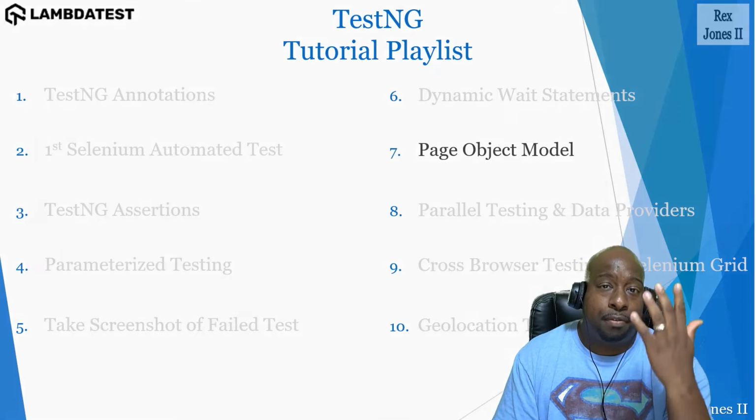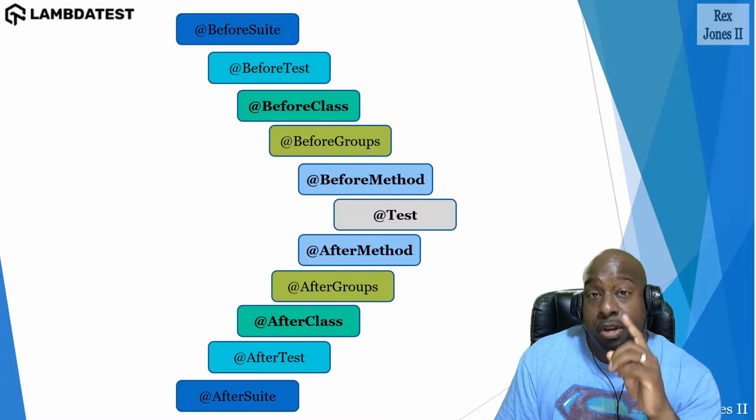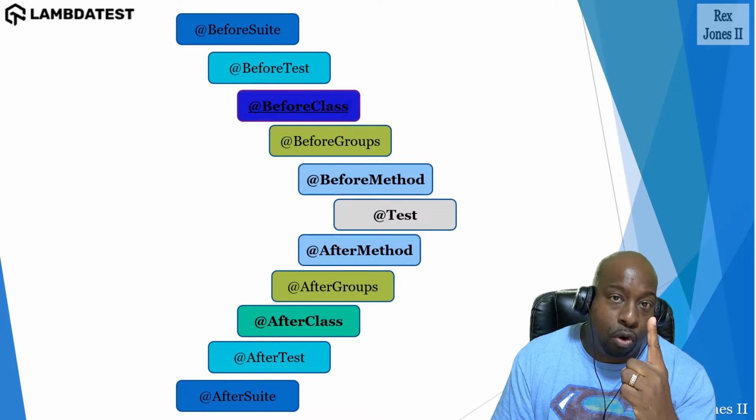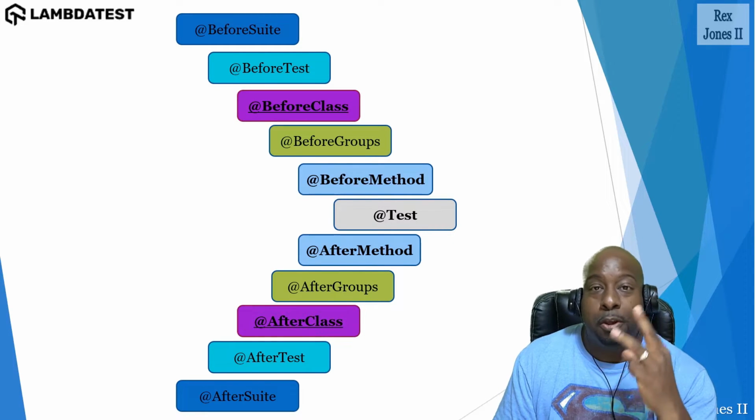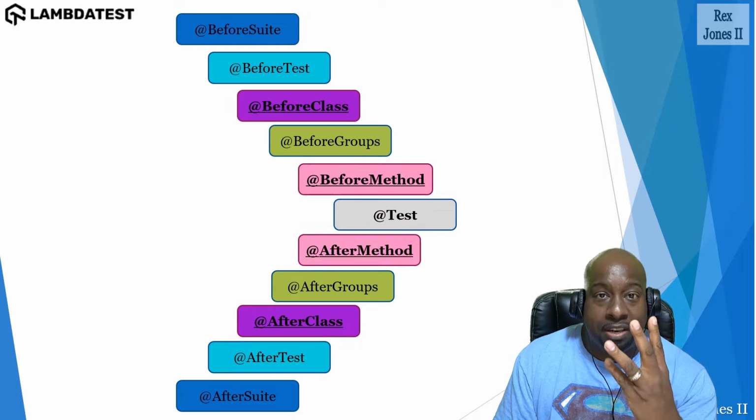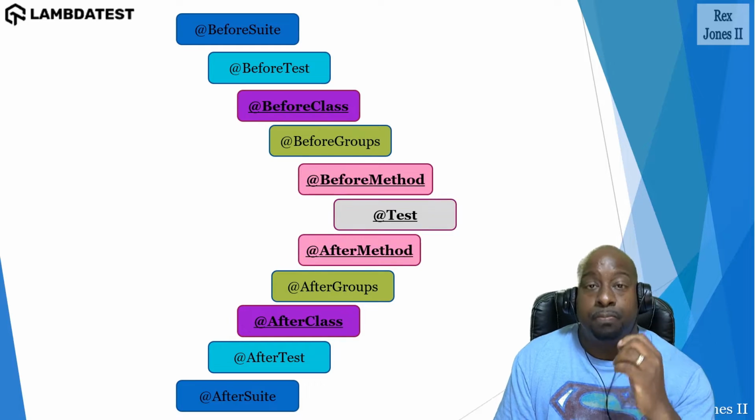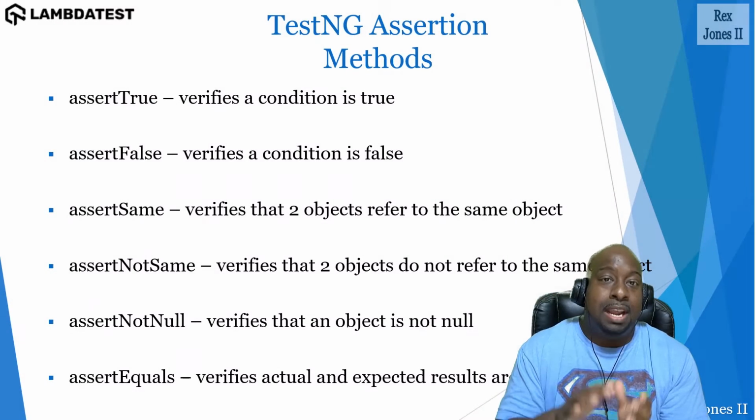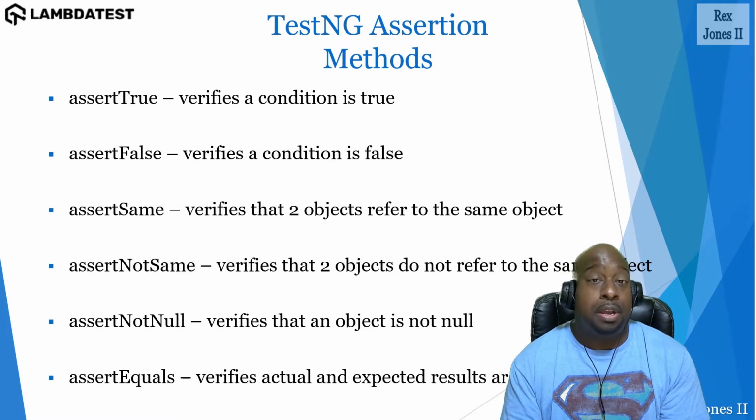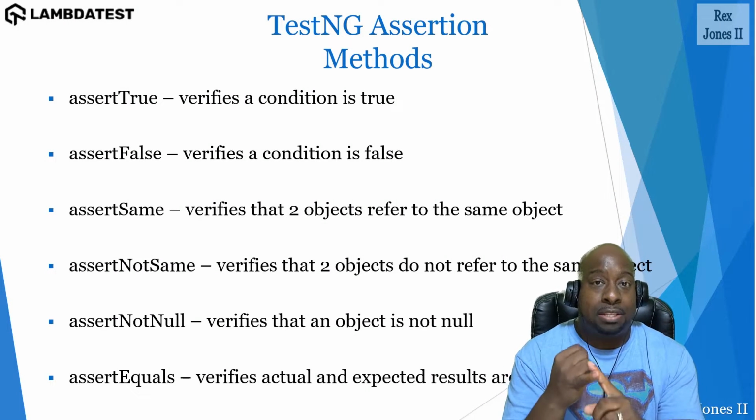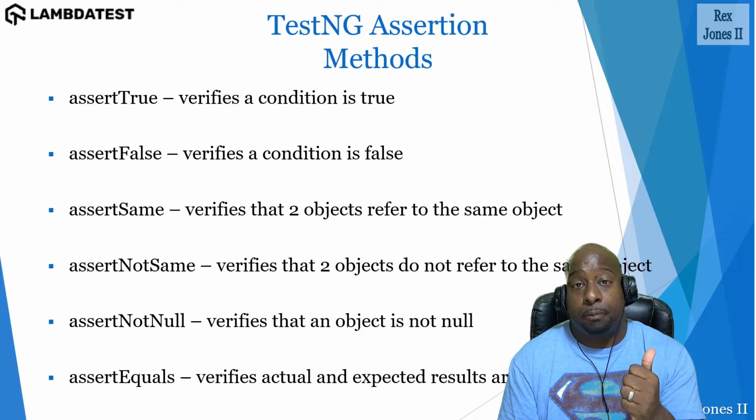There will be 5 TestNG annotations. The annotations are before class, after class, before method, after method, and the test annotations. When it comes to assertions, they help verify our test. They verify if the test passed or if the test failed.